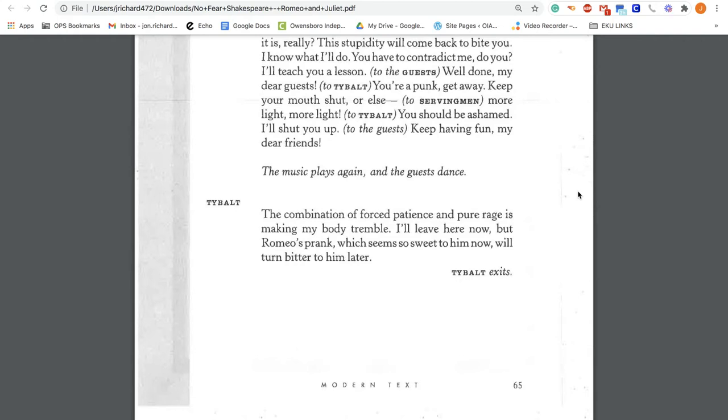He's a what? A villain. Yeah, he's a villain for coming to our party and trying to ruin it. Okay? That's a big character that we need to remember because he's going to come back later and we're going to find out what happens.